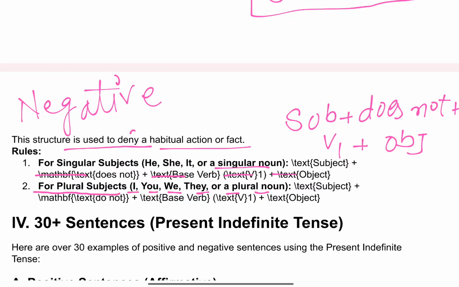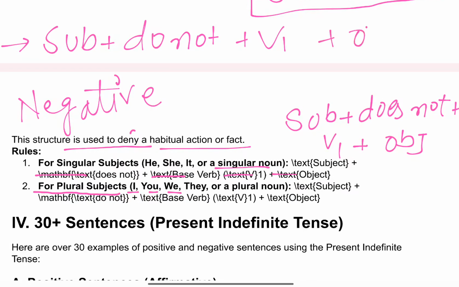So okay, when we make the structure for the plural: subject plus do not plus verb first form plus object. I write here because space is very limited, so I erase here. Please understand: for plural, subject plus do not plus verb first form plus object. This is the negative for a plural subject.